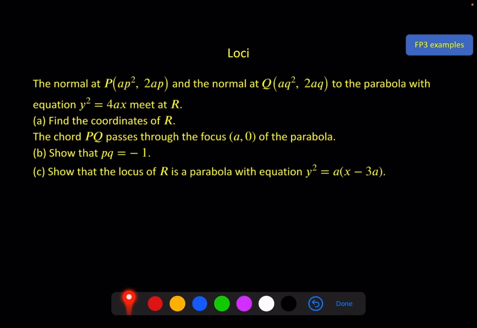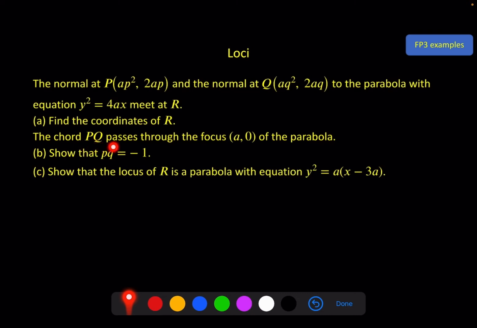So we've got the question here, the normal at this point and the normal at this point to a parabola with this equation meet at R. So the two normals intersect at the point R. So it's important to realize that R is not on the parabola. Find the coordinates of R. And then we've got two more sections here. I'm going to go step by step, but I'll quickly read through it.